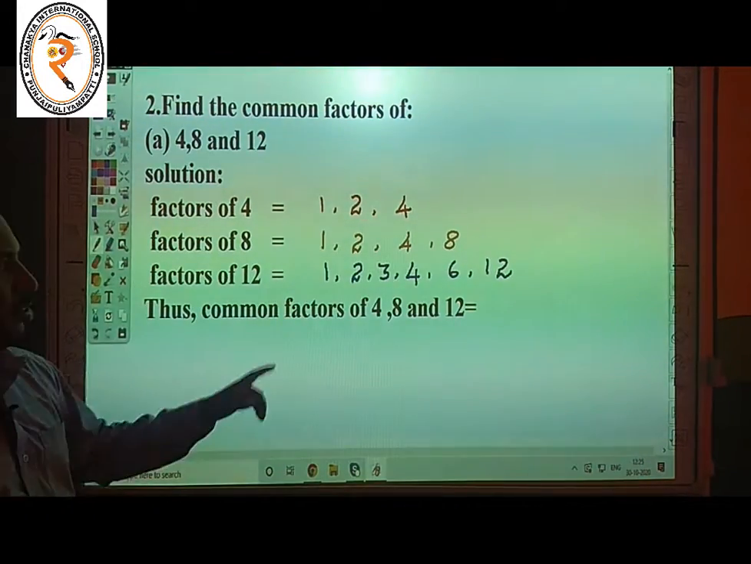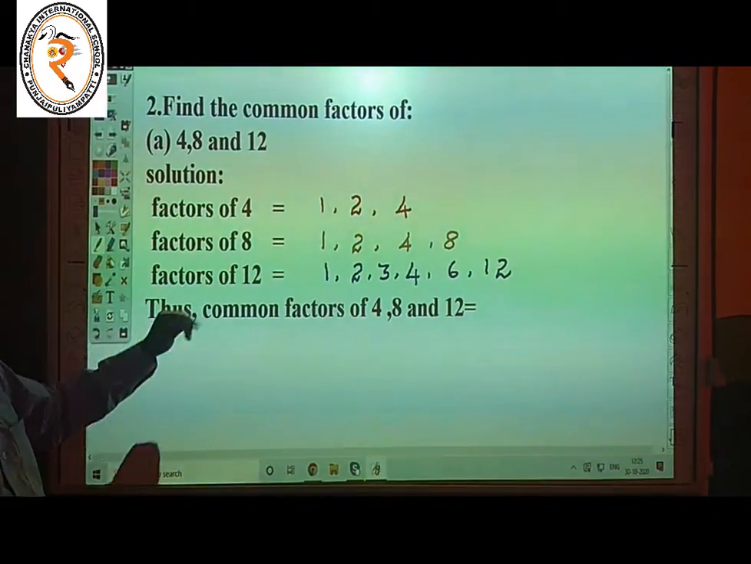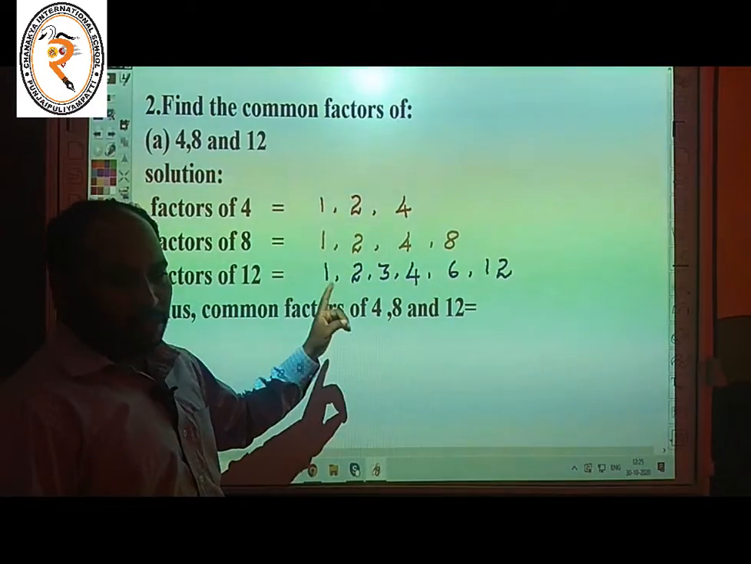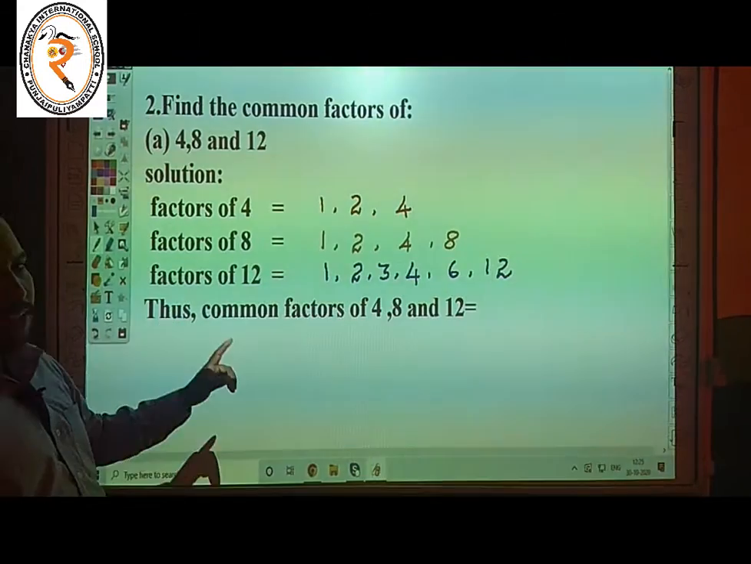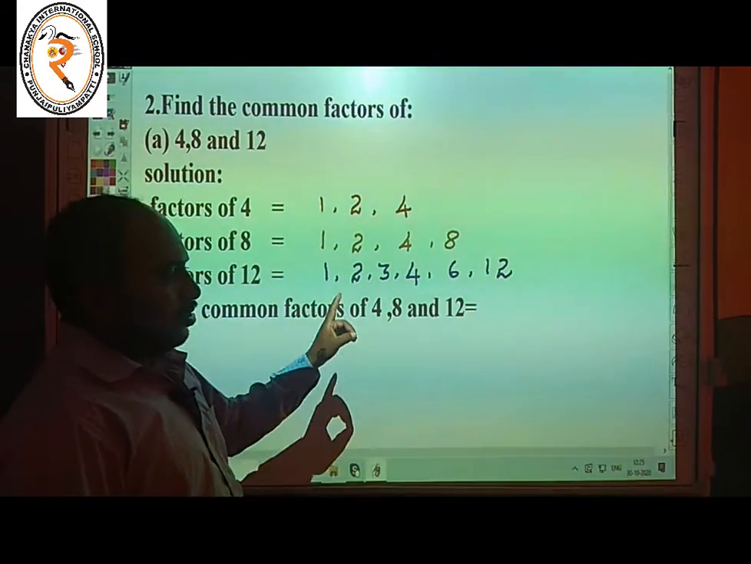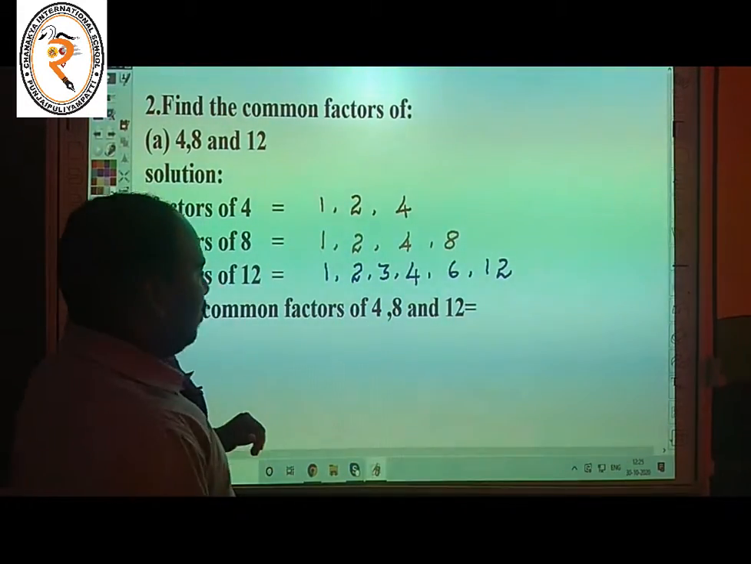Listen here. Factors of 4 is equal to 1, 2, 4. And then factors of 8 is equal to 1, 2, 4, 8. And then factors of 12 is equal to 1, 2, 3, 4, 6 and then itself.